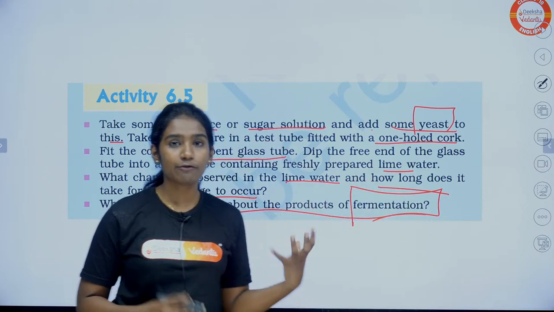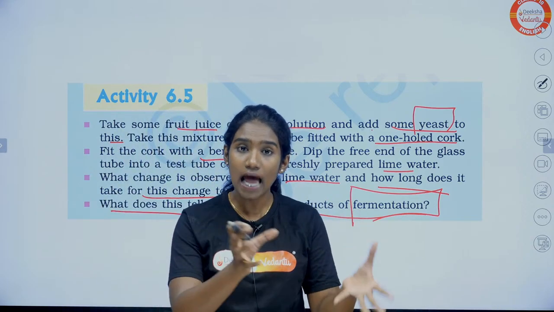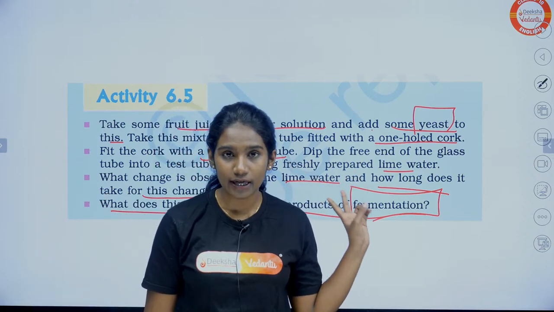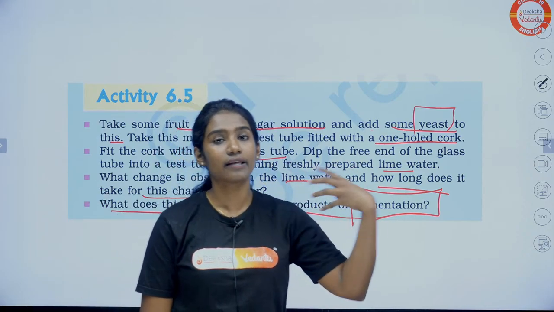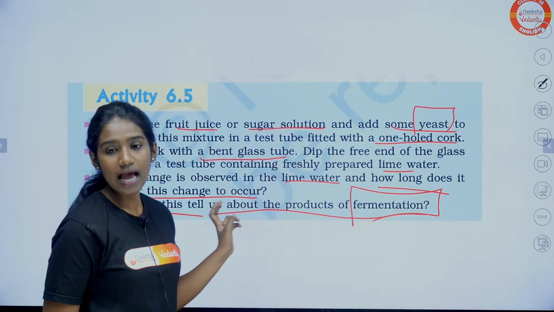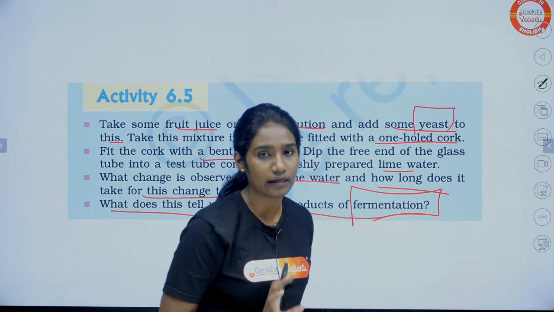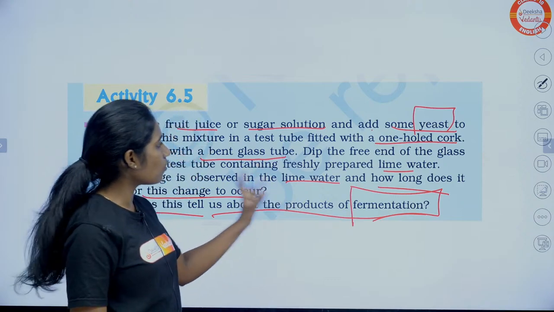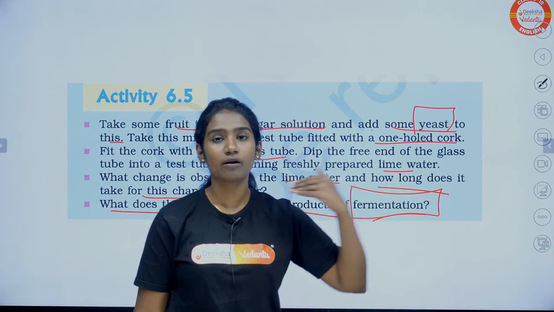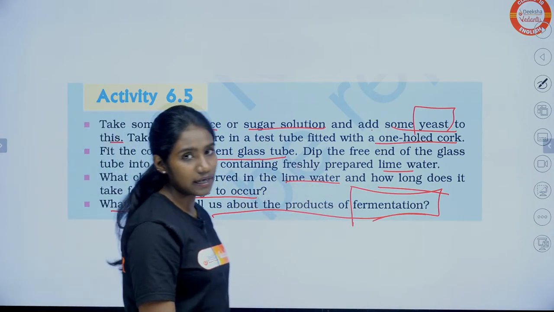The yeast derives energy by breaking down the glucose molecule in the absence of oxygen, and then ATP is released. Two molecules of ATP are released. Along with that, ethanol and carbon dioxide are also released. That is also called alcoholic fermentation, because here ethanol is also being released. Clear with that? So along with ATP and ethanol, carbon dioxide is also released. Now in the other test tube, we are also placing the lime water, right?